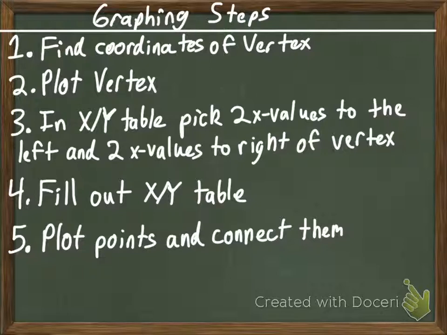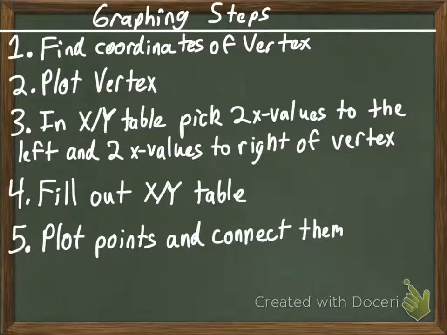Next we're going to talk about the graphing steps. Now they're not really very complicated at all. You've actually done step 1 already. It's just now we're going to put everything together. Again, it's not very complicated, it's just doing step by step by step. So the first step is to find the coordinates of the vertex, which we just practiced. Step 2 is just to plot the vertex, which we can do. We've been plotting points all year.